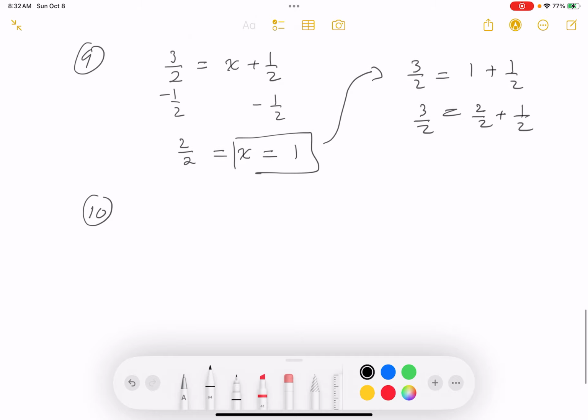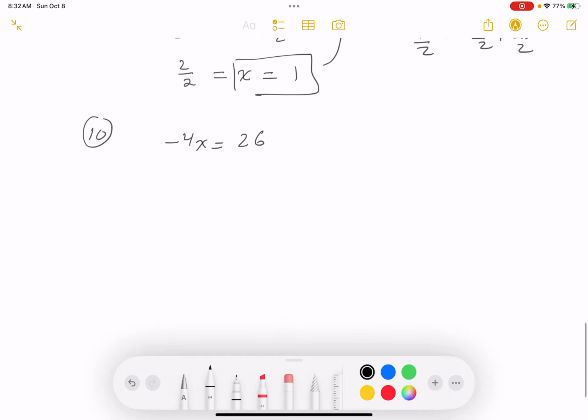And what's number 10? Well, you got minus 4x equals 26. All right. Again, if you thought about it, you probably come up with x, but I'm saying right now, what I'm going to do is divide both sides by minus 4. What do you get on the left side? X. On the right side, what do you get? Well, you get a negative number, and you get 26 over 4. This should be reduced to minus 13 over 2. So I'm going to say x equals minus 13 over 2.